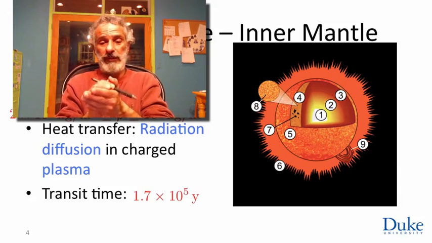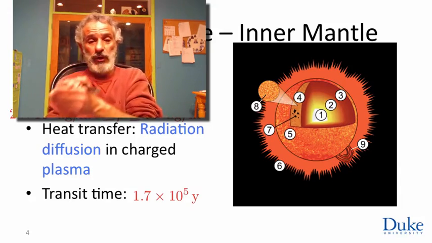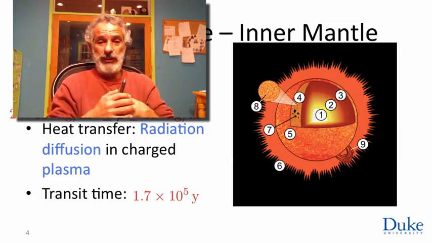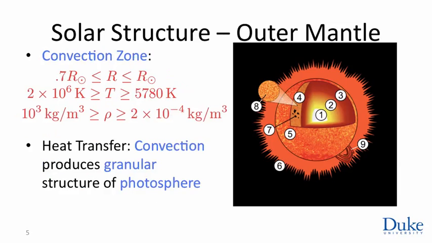When you have charged particles in a plasma, there's a strong interaction between the charges, and the radiation does not penetrate a plasma the way it penetrates a neutral gas like the light in this room. But the mode of energy transfer is radiation diffusion, and that means that energy moves up, but the plasma itself is not undergoing any macroscopic global motion. This changes in the outer mantle of the sun. That's the convection zone, between 0.7 of the solar radius all the way out to the photosphere.